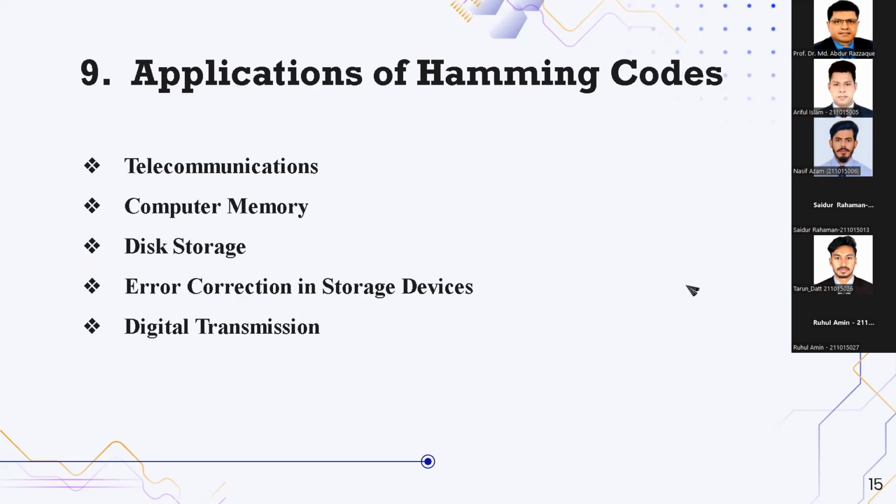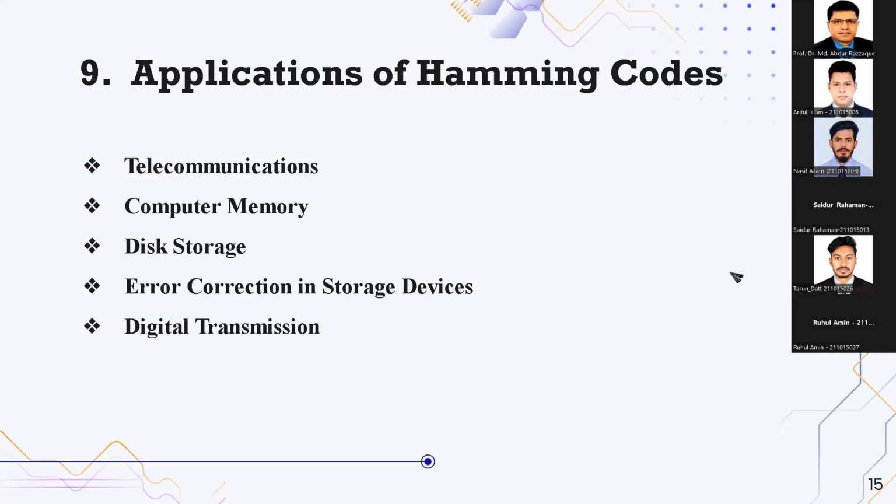I will discuss the applications of Hamming code. First, telecommunication. Telecommunication is used in phone systems, internet connection, and satellite communication to make sure data reaches its destination accurately. Computer memory: computer memory helps store and retrieve information without error, ensuring that the data remains intact.